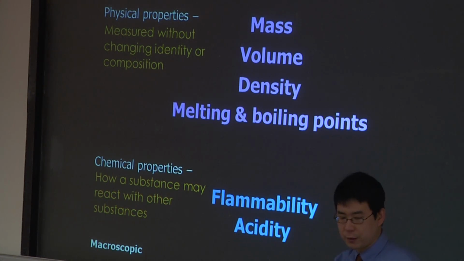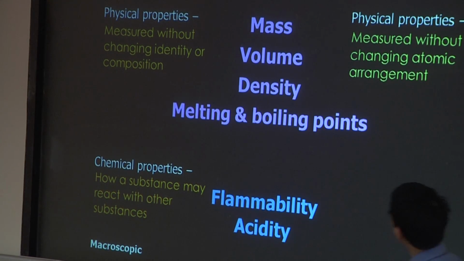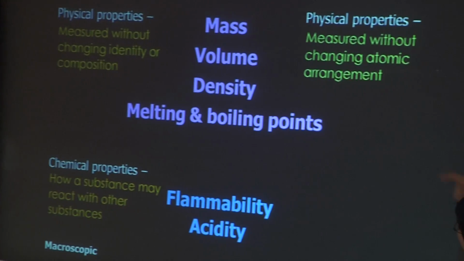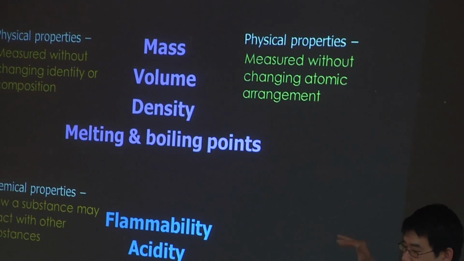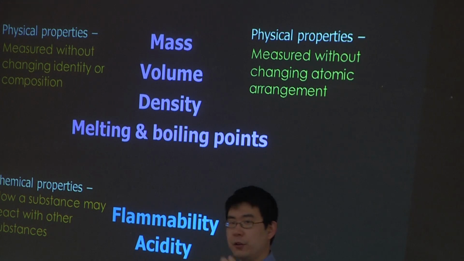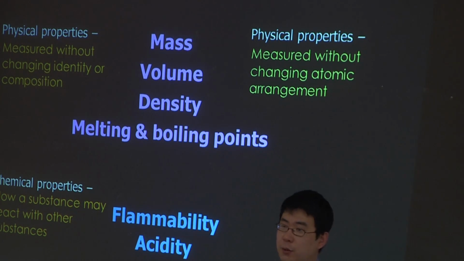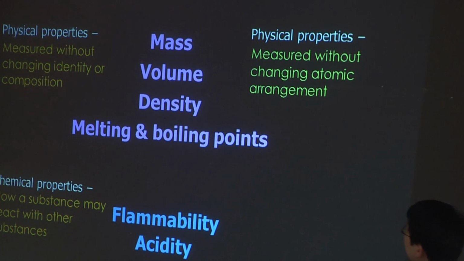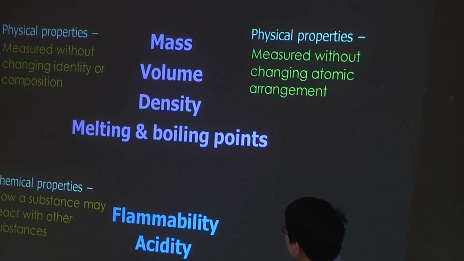What about from the submicroscopic point of view? Physical properties are measured without changing the atomic arrangement. Right? We don't change how those little spheres are connected or not connected with one another. If I take a mass, I just take whatever I'd like to take a mass of and drop it on a scale, drop it on a balance.